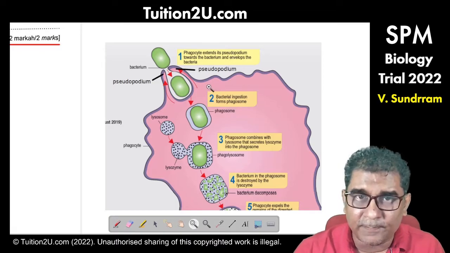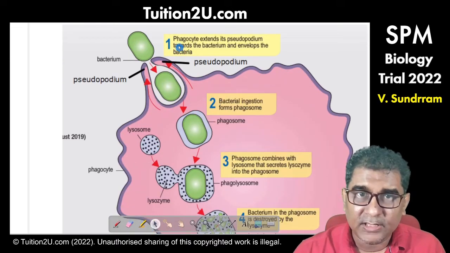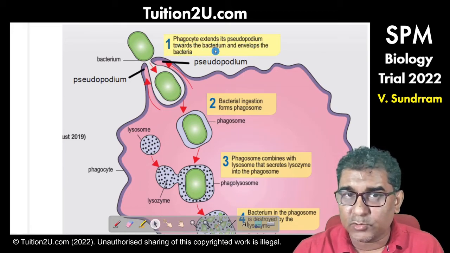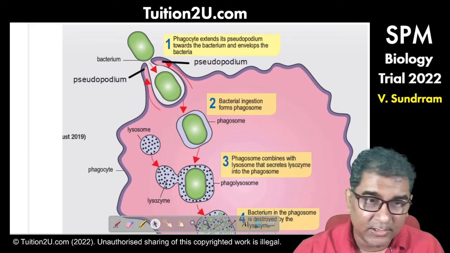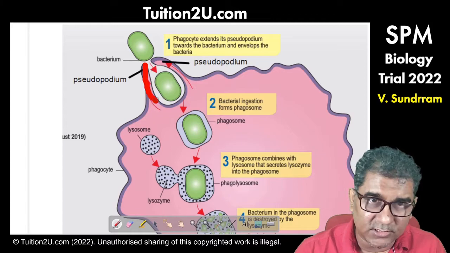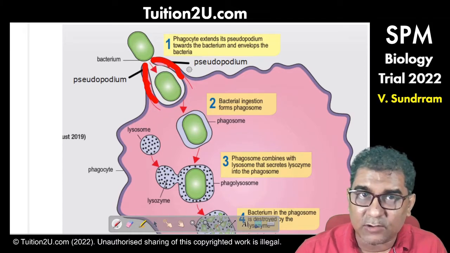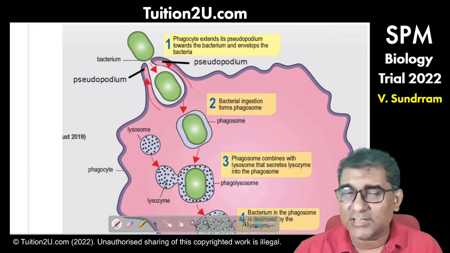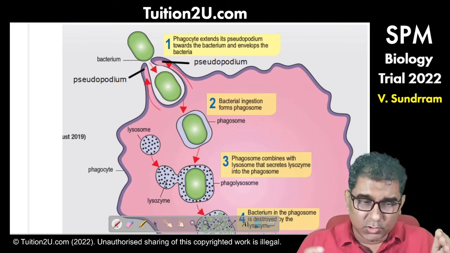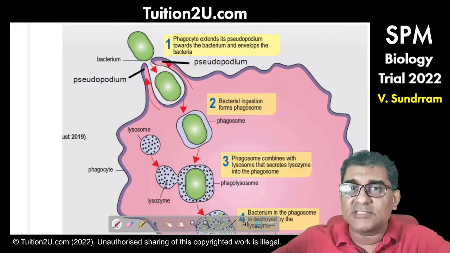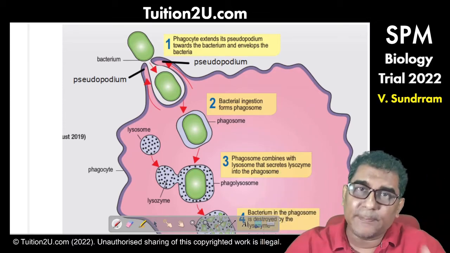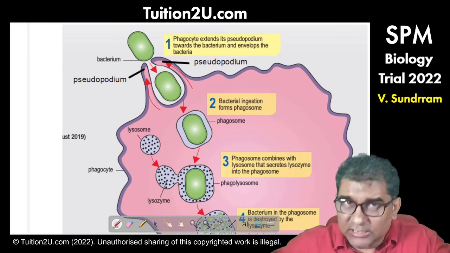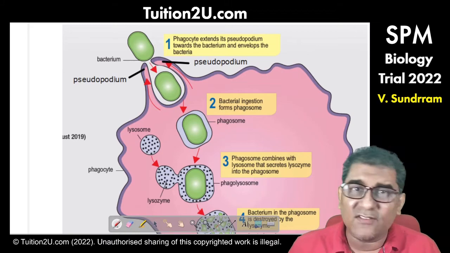So let's go point by point. The first point that you need to know is phagocyte. The phagocyte is the white blood cell. It extends pseudopodium towards the bacteria and envelops the bacteria. This is supposed to be the pseudopodium. This structure here and this structure here are surrounding the bacteria. The word envelope sounds a bit complex, so you can just use the word surrounds. So the white blood cell extends the pseudopodium to surround the bacteria. Trap also can. To trap the bacteria, to surround the bacteria, or what you have here, envelop the bacteria.